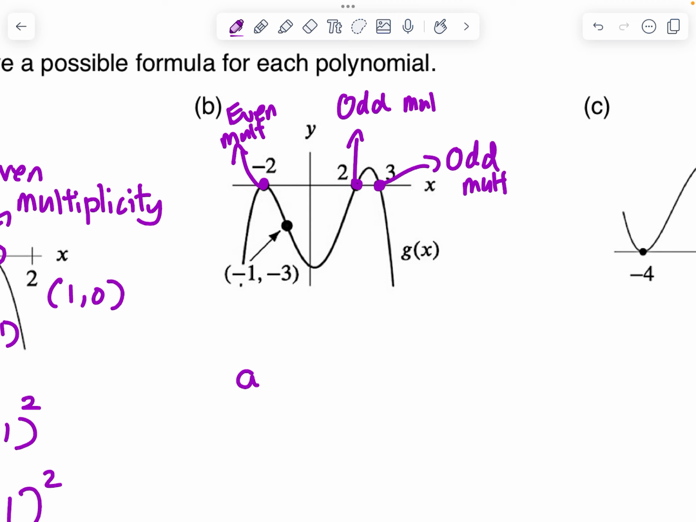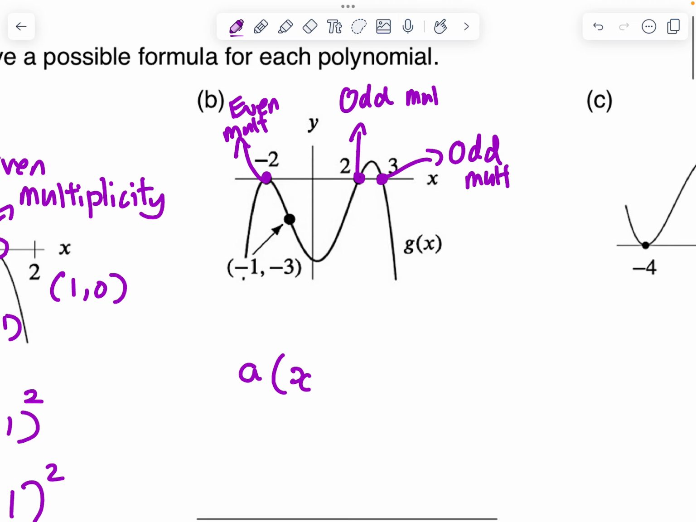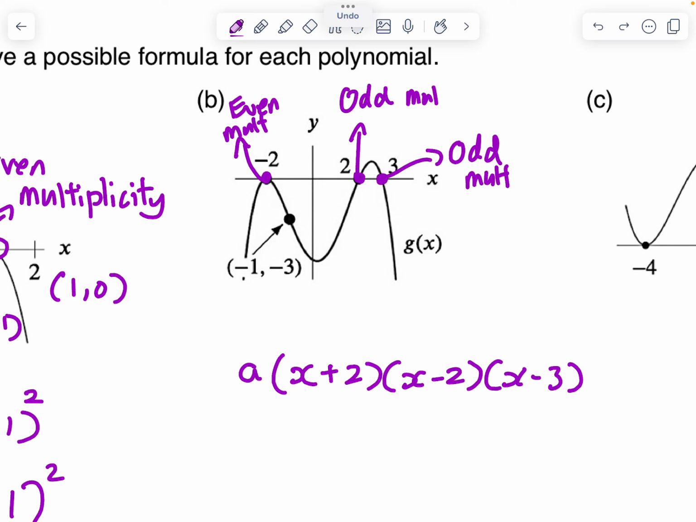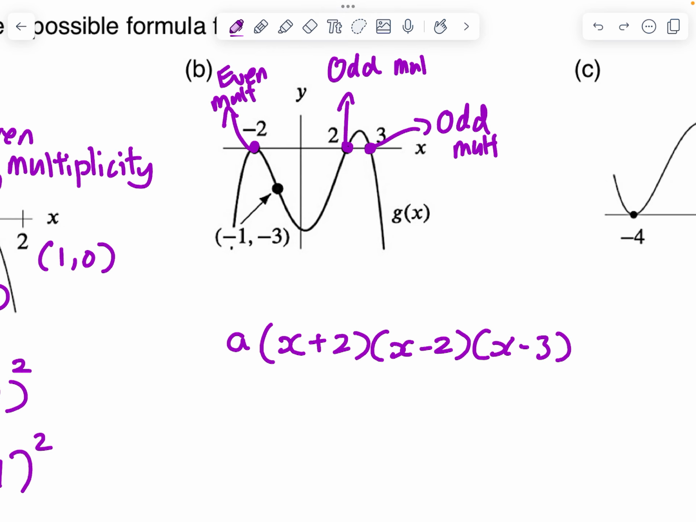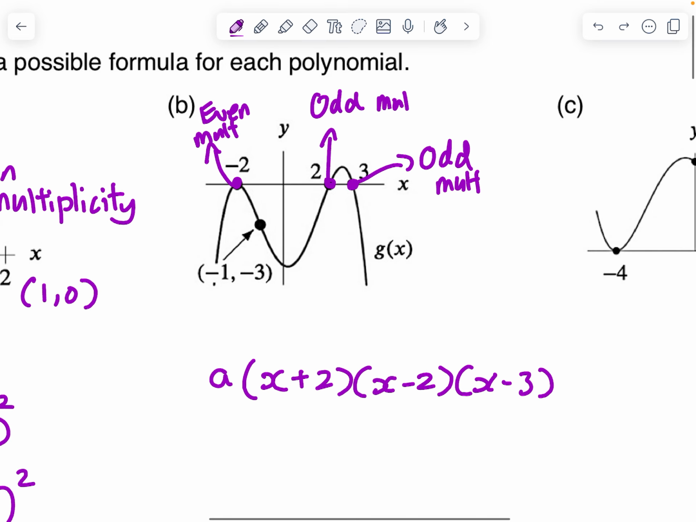We have some sort of value a, and in factor form we can write it as (x plus 2) because this is -2, and then (x minus 2) because this is 2, and (x minus 3) because this is 3 here. So now I want to make sure to add my powers based on the multiplicity. We know that this bounces off, so this is going to be 2 for even multiplicity, and then we just leave these powers as 1.